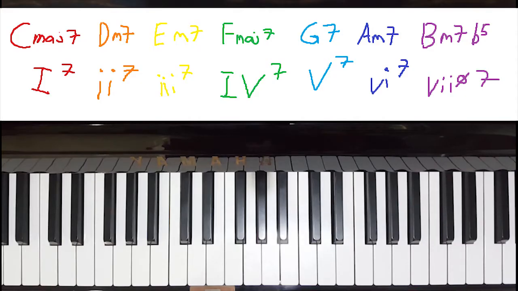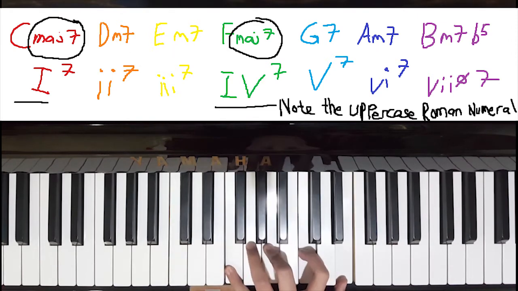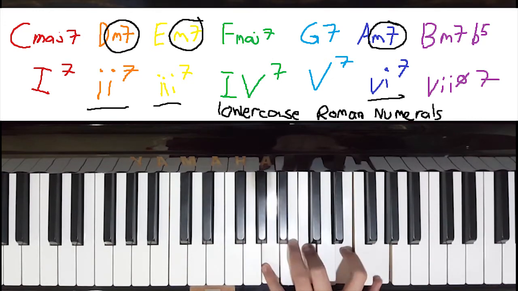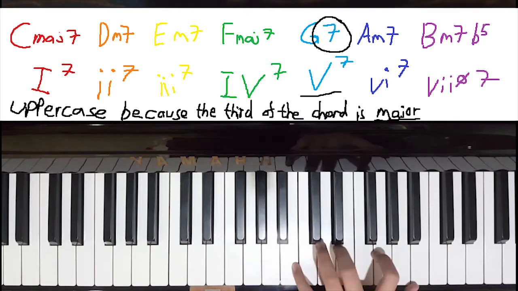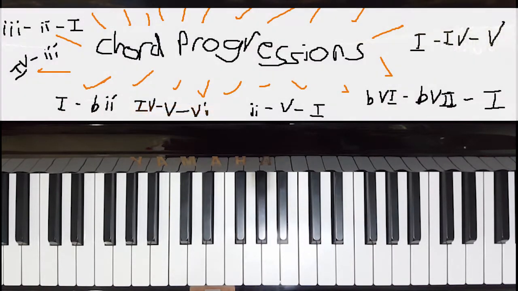If we look back at the 7 chords from the major scale, we can see that each chord has a specific character to it. 1 and 4 are major, 2, 3, and 6 are minor, 5 is dominant, and the 7 is half diminished. This is the basis of chord progressions.